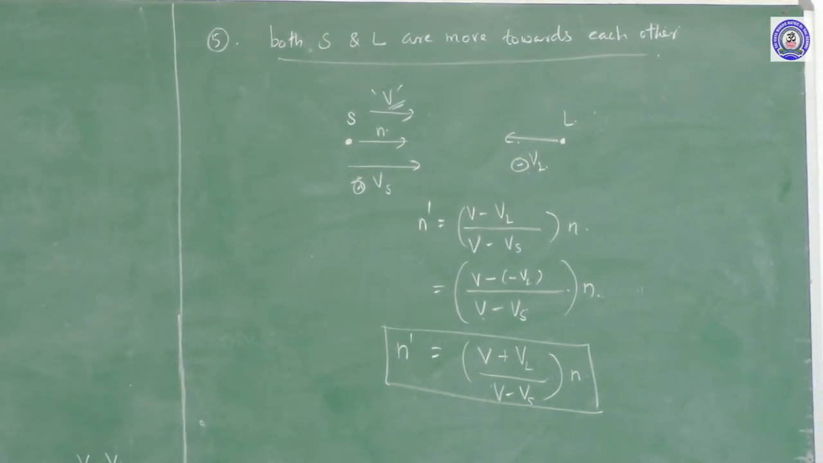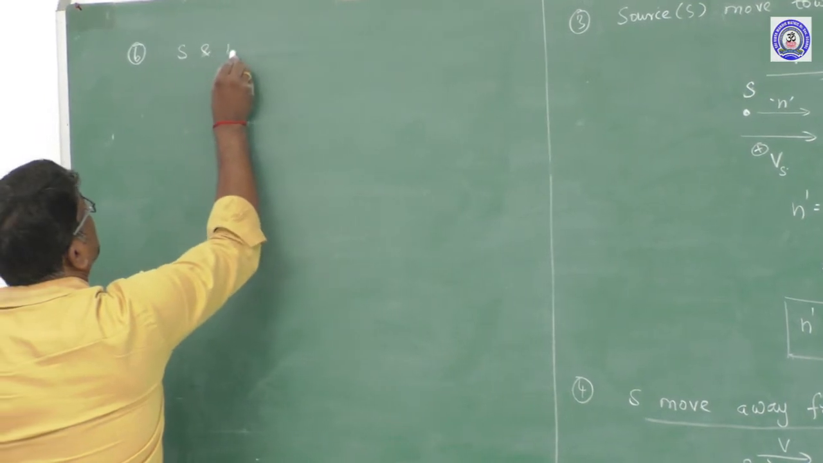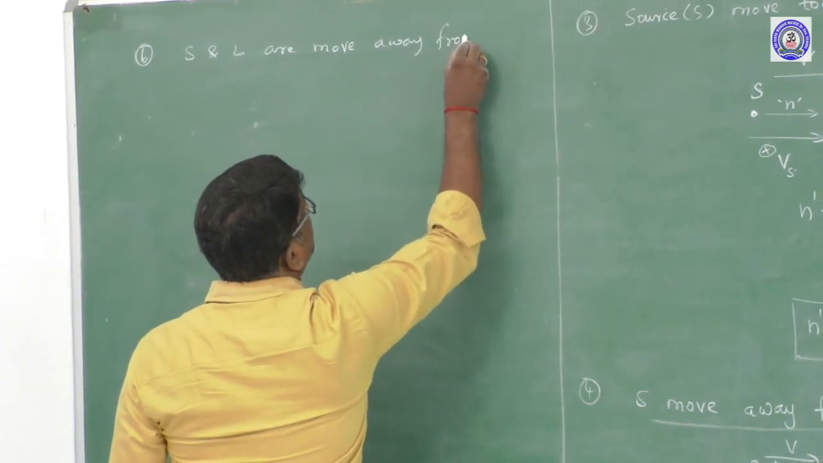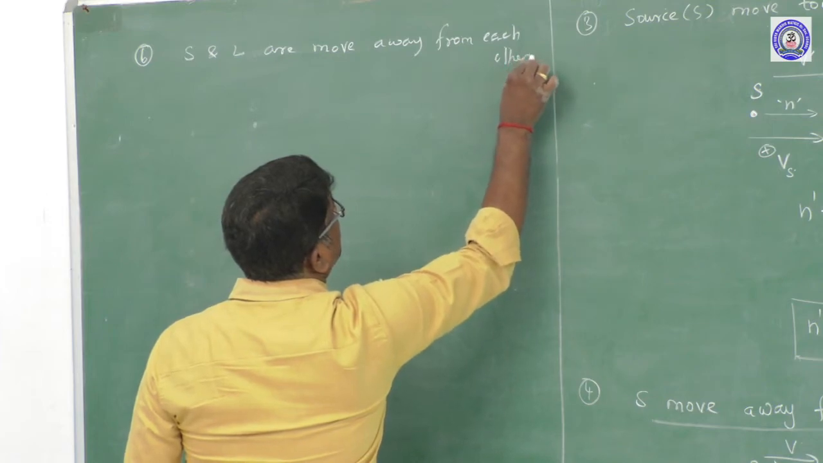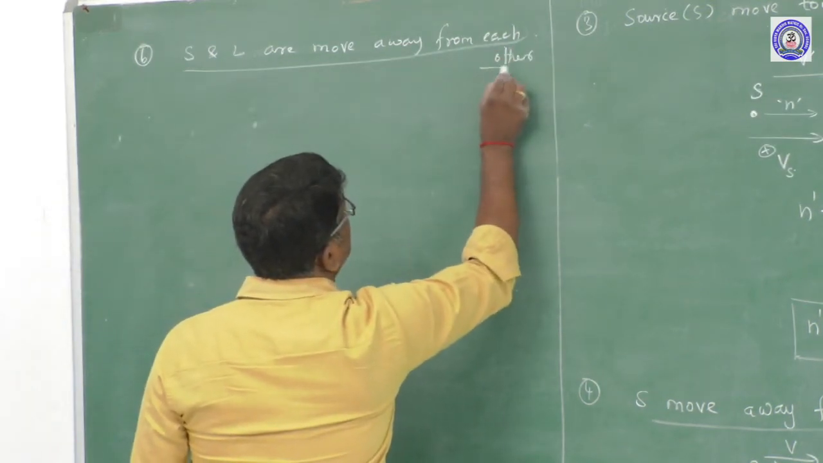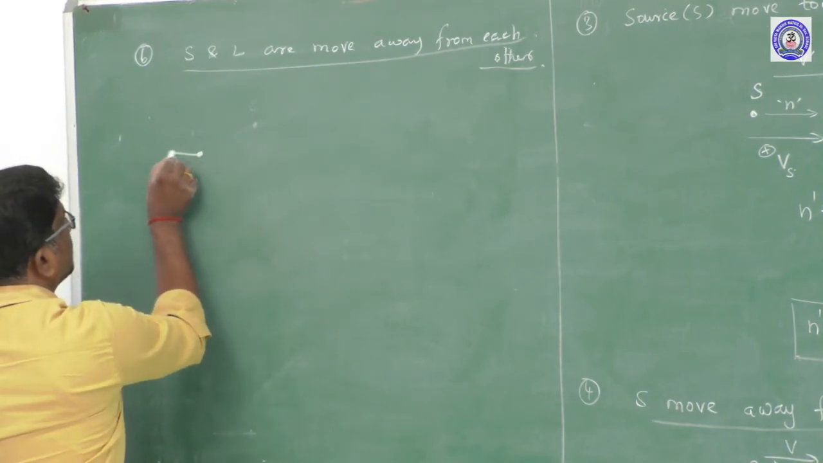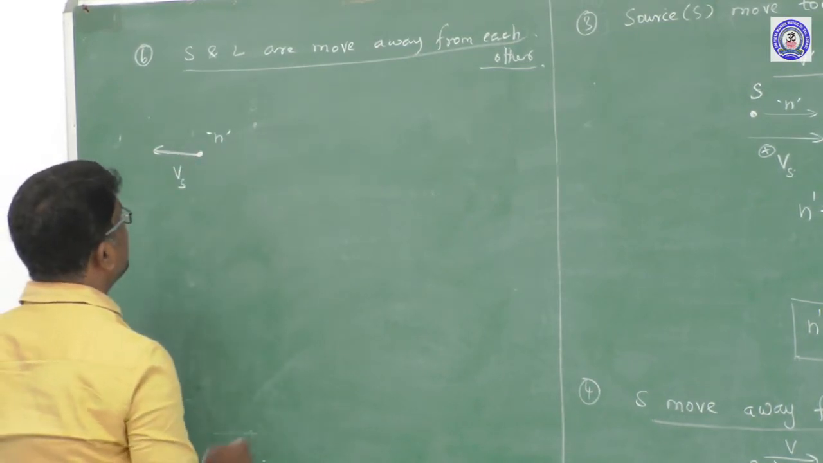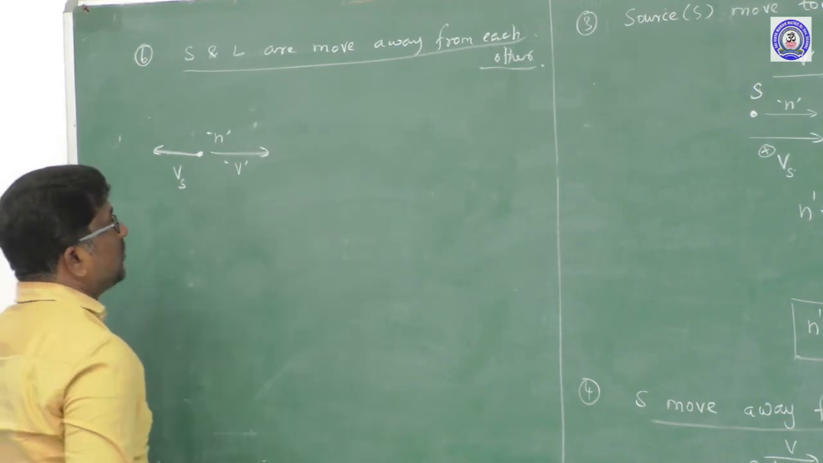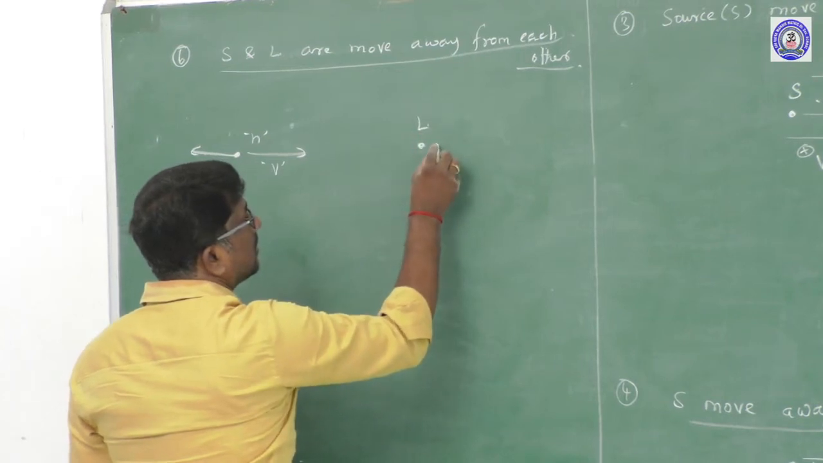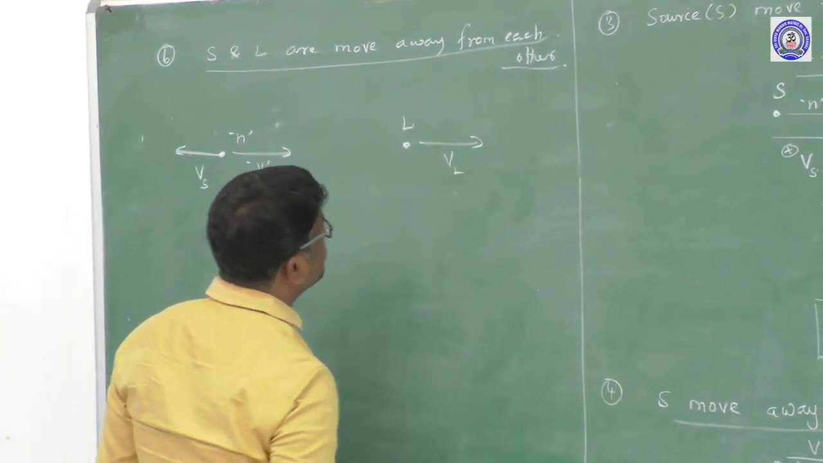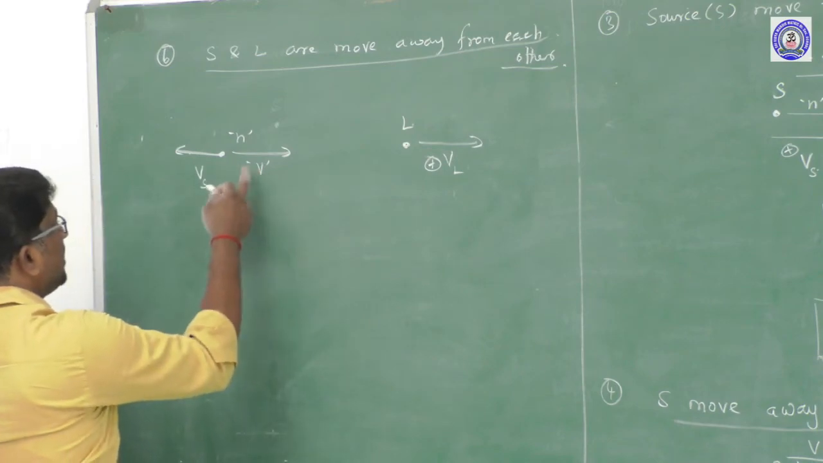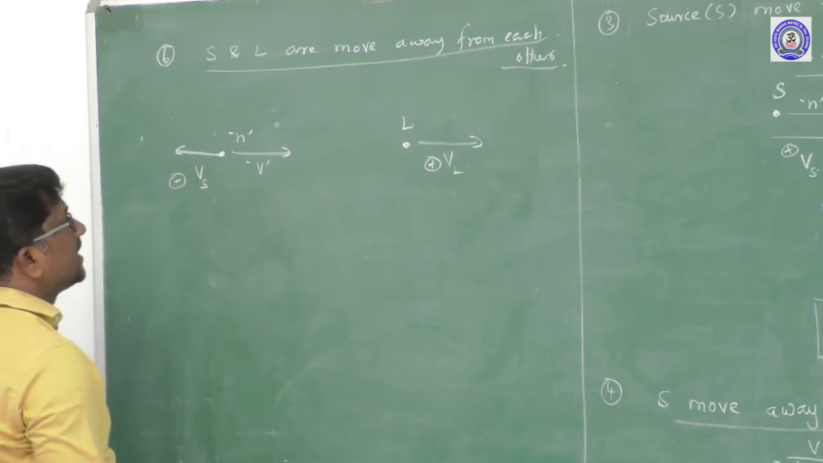Right. And the sixth one, source and the listener are moved away from each other. The source is moving with the velocity of Vs and the frequency of the sound wave emitted by it is N, and the velocity of the sound wave is V. And the listener is also moving with the velocity of VL. Right, here VL and V are in the same direction, so it is positive. But V and Vs are in opposite directions, so Vs should be taken as negative.